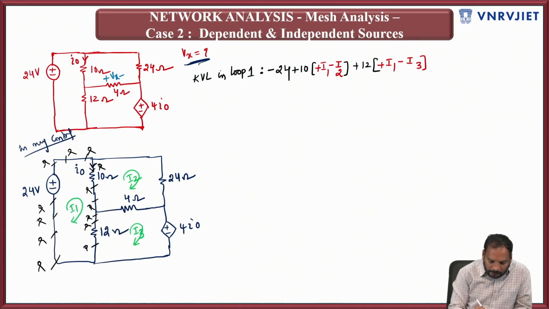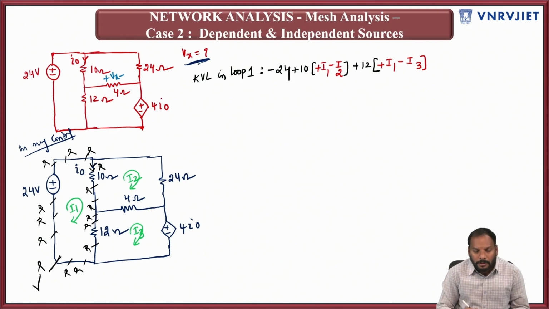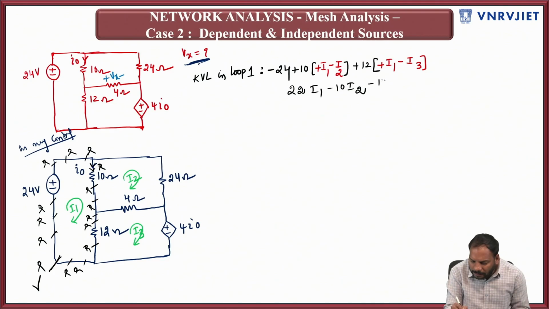Same using the black color, I am here, there is no drop here. Finally you have arrived at the original position. So I have completed KVL in loop 1. Now cumulatively write all the I1s together, I2 together and I3 together. So 12I1 plus 10I1, 22 I1, then minus 10 I2, then minus 12 I3 is equal to 24.